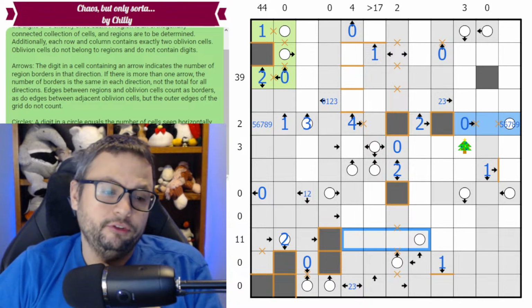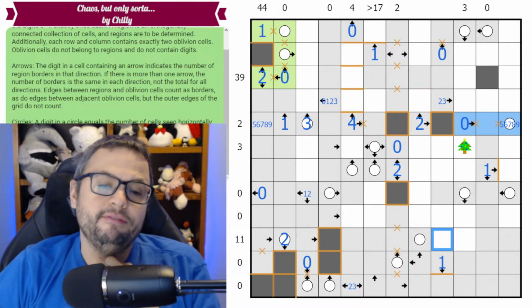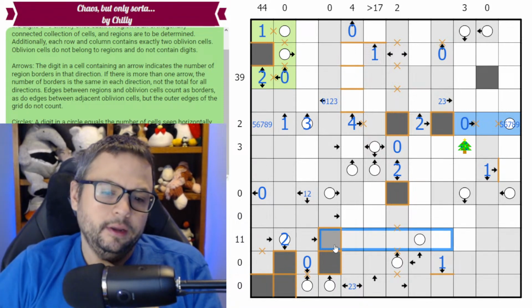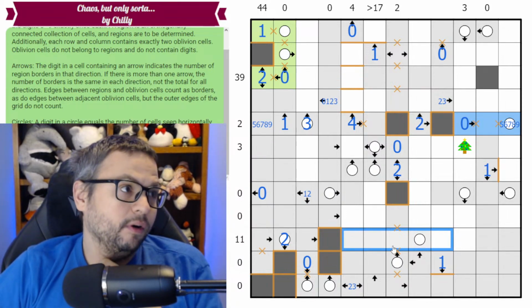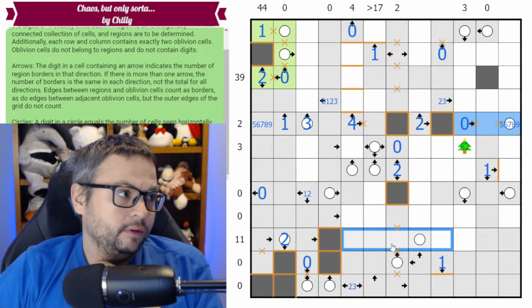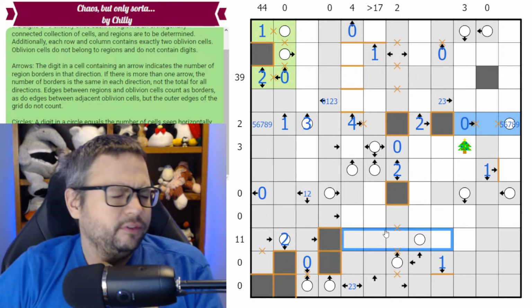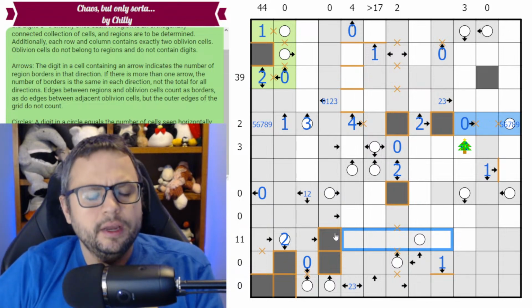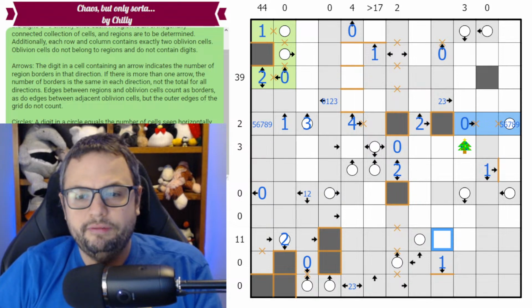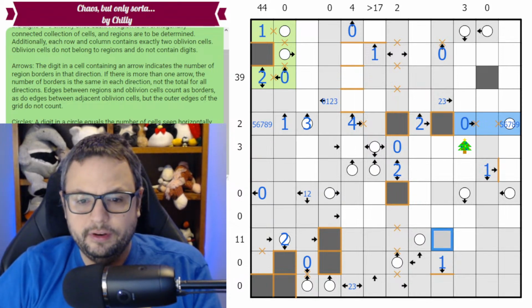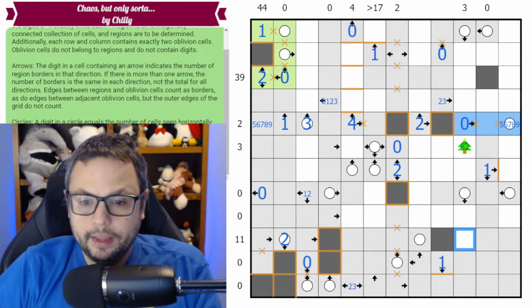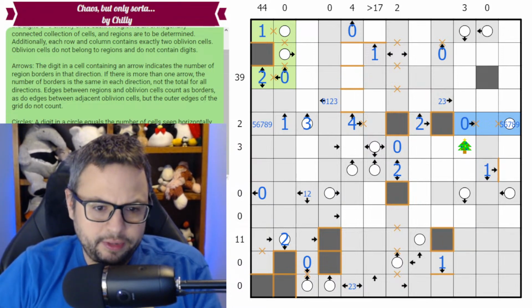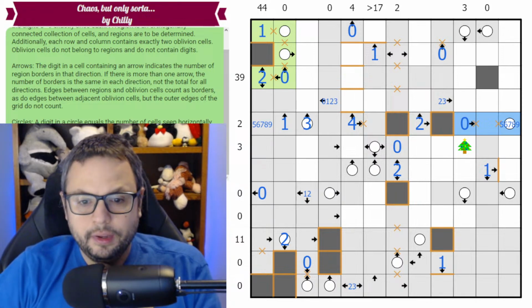Oh, Martin points out this row has a 2 in it. So in fact, actually, the only 5 cell sum to 11 would be 0, 1, 2, 3, 5. But it would involve a 2. So in fact, sorry, this is an Oblivion cell. I'll get the right color eventually. And so that is actually completely forced.